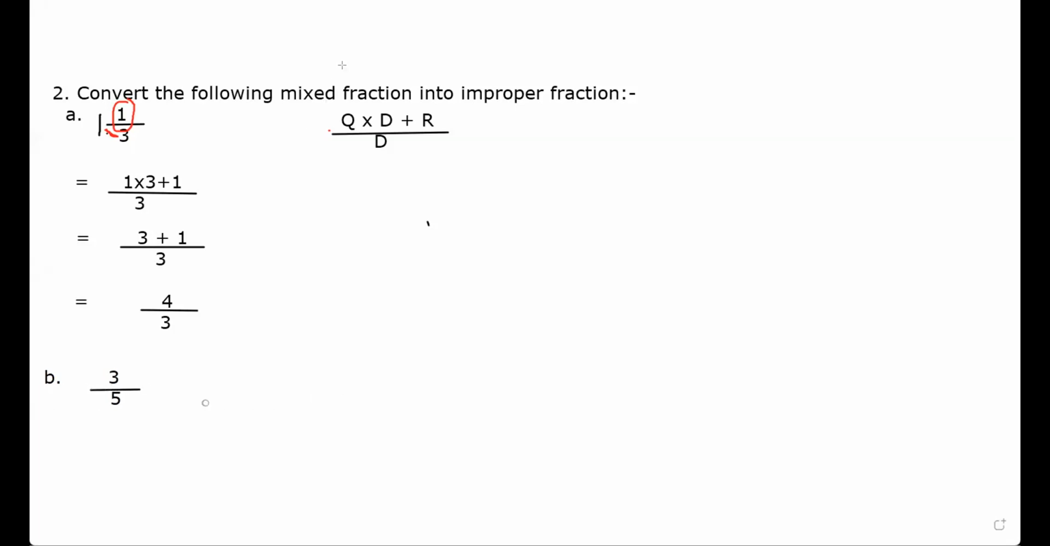3 upon 5, and we can write it. So this is the question: 2 whole 3 by 5. As you can see, 2 whole 3 by 5. What we have to do now? We have to simply convert by the formula that I have given. It's as simple as that. 2 multiplied by 5 plus add the 3, and you have to write the denominator as it is.